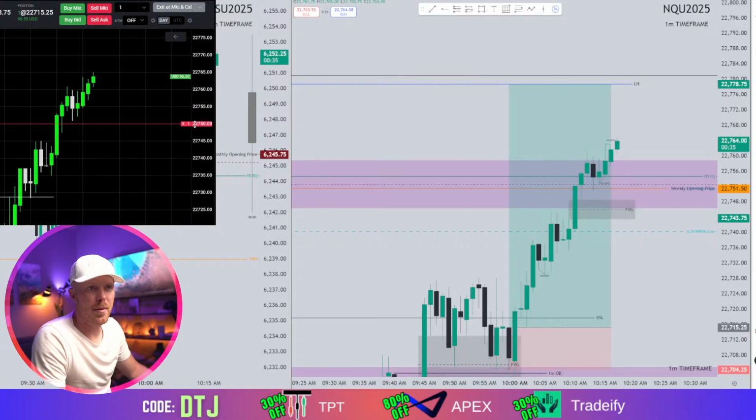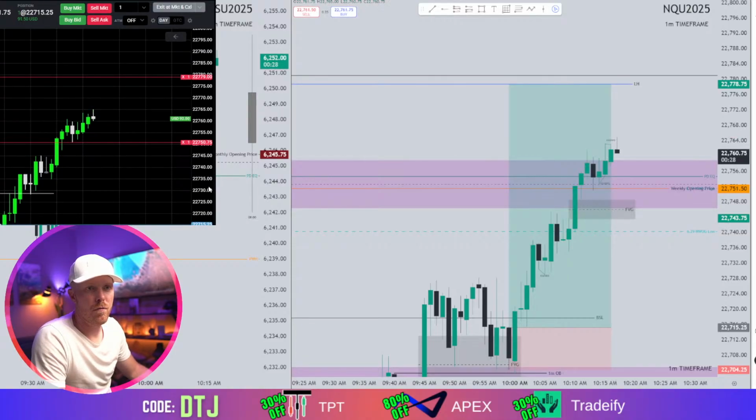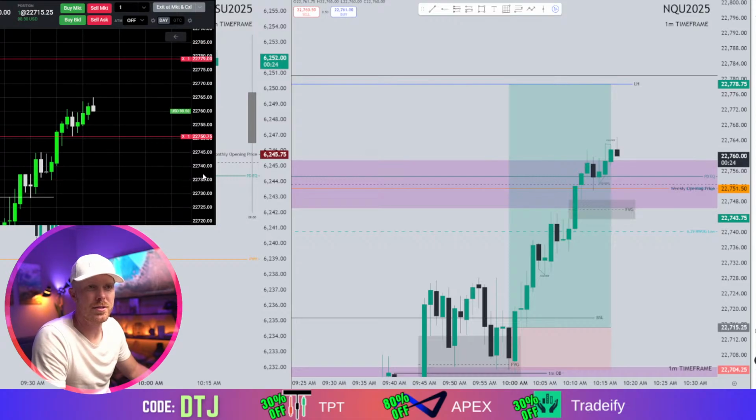All right, moving my stop up to that swing low. So we are locking in for 35 handles. We're locking in 35 handles. Yes, it's a little tight, but that's what we're going to do.